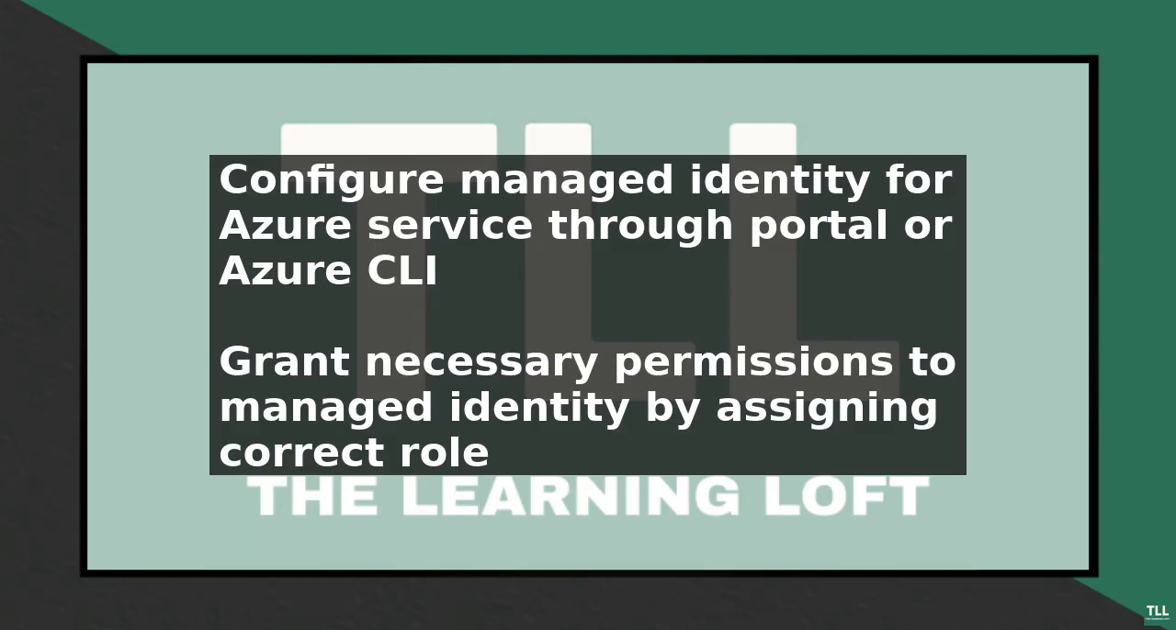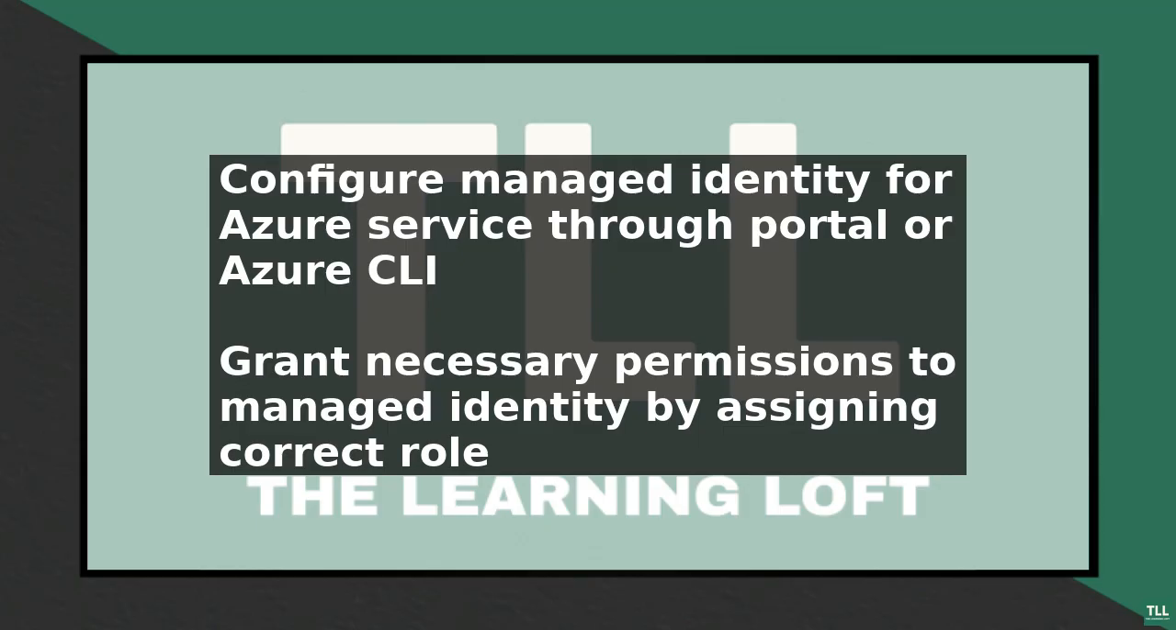For example, if you are using Azure CLI, you can use the command to enable the managed identity for your Azure service. Step 2. Grant the necessary permissions to the managed identity. This can be done by assigning the correct role to the managed identity in Azure Active Directory. For instance, you can assign the SQL DB contributor role to the managed identity.